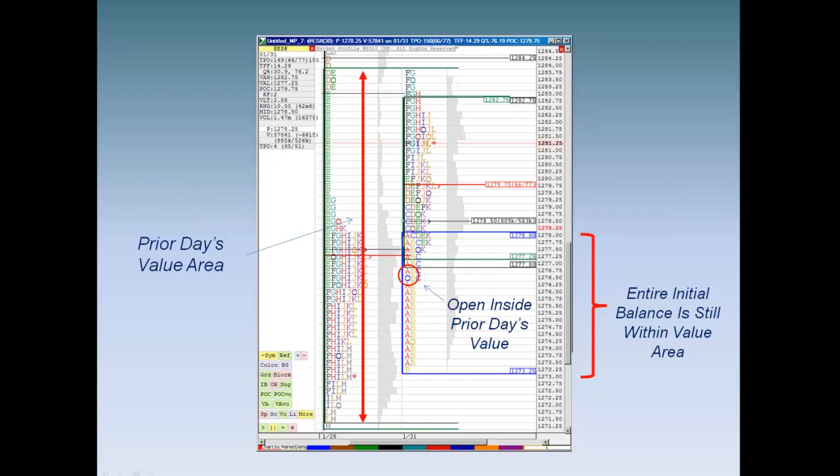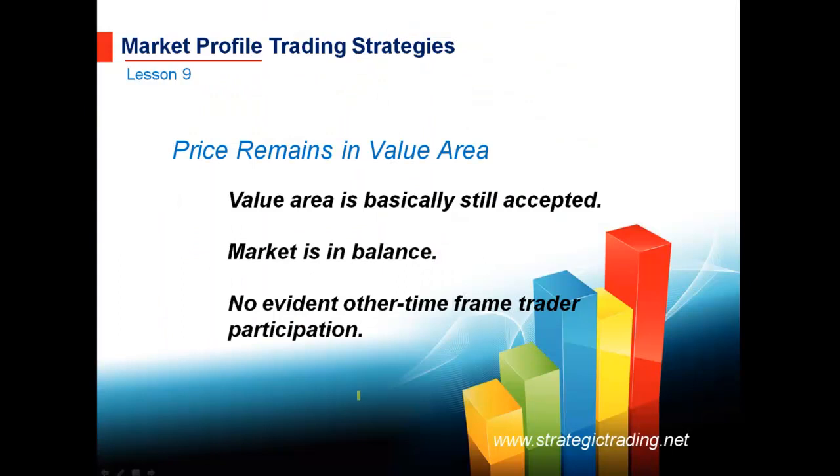Now notice also that the entire initial balance, A and B both, is still well within the value area of the prior day. So there is a sentiment of acceptance in the market. Don't expect any major directional moves. All right, let's review. When price remains in the value area, it is basically still accepted for both days. The market is in balance. So don't expect any major directional moves.